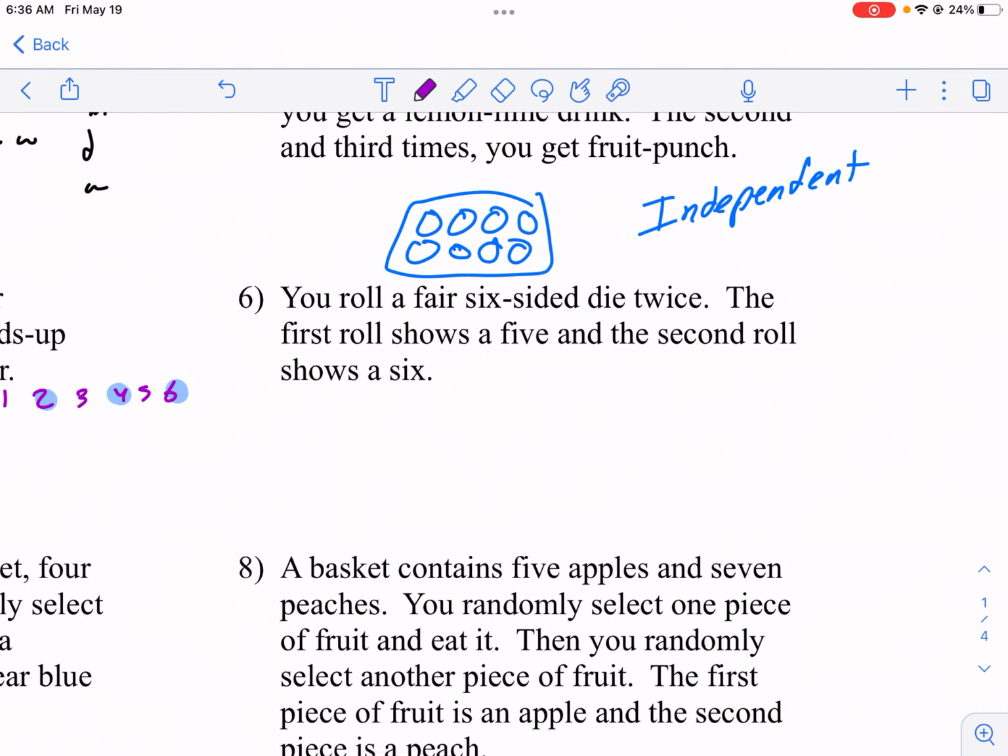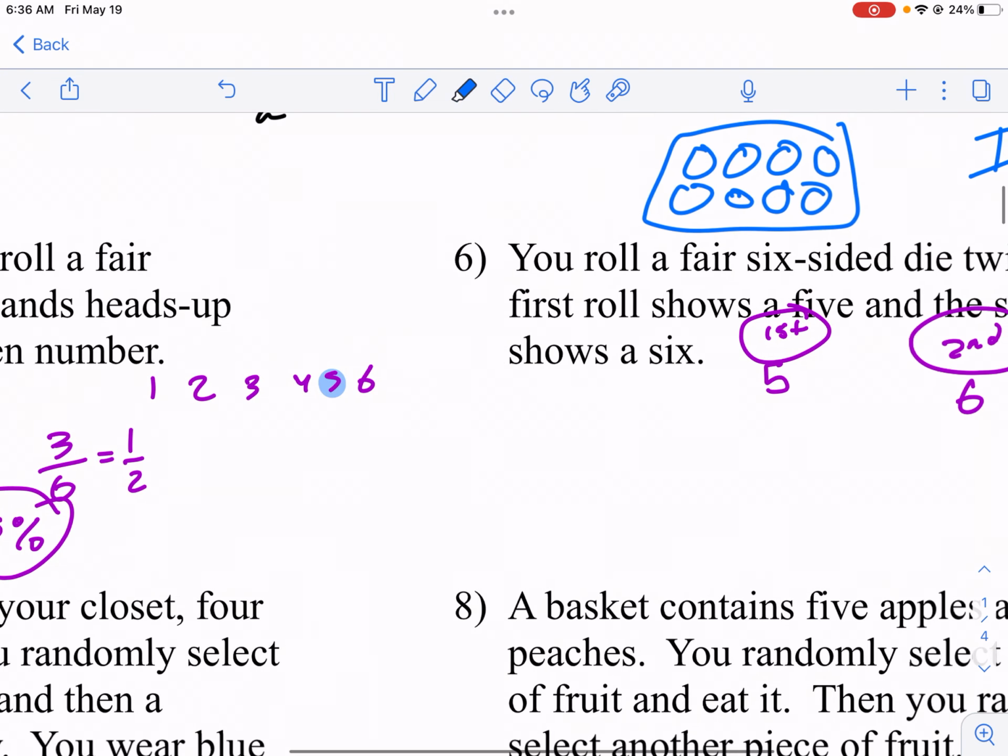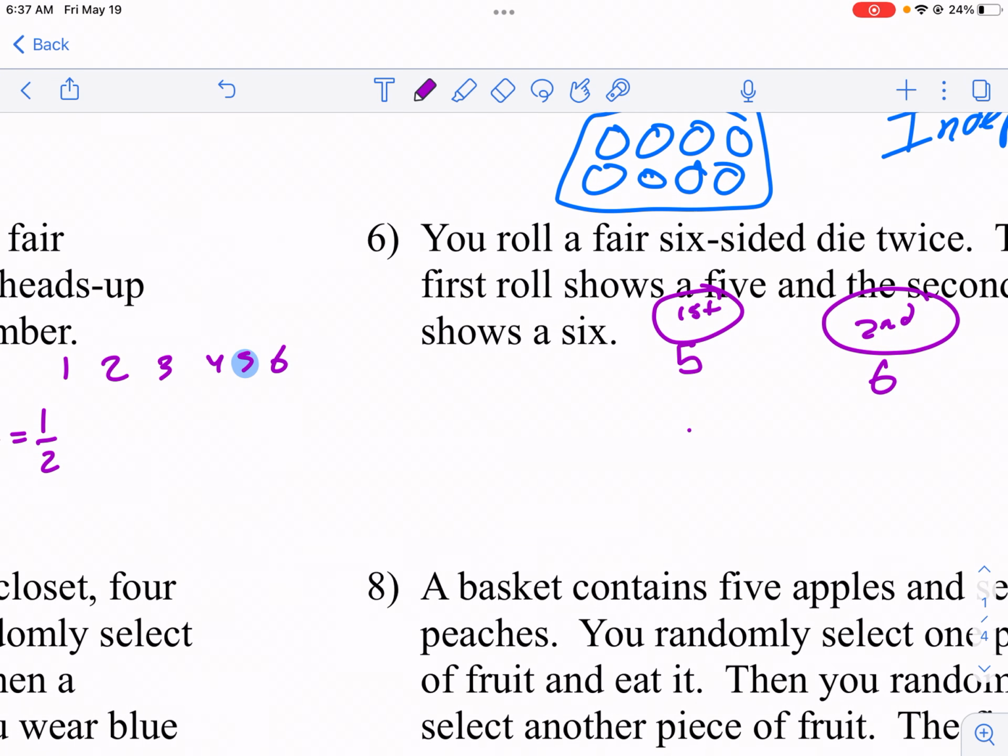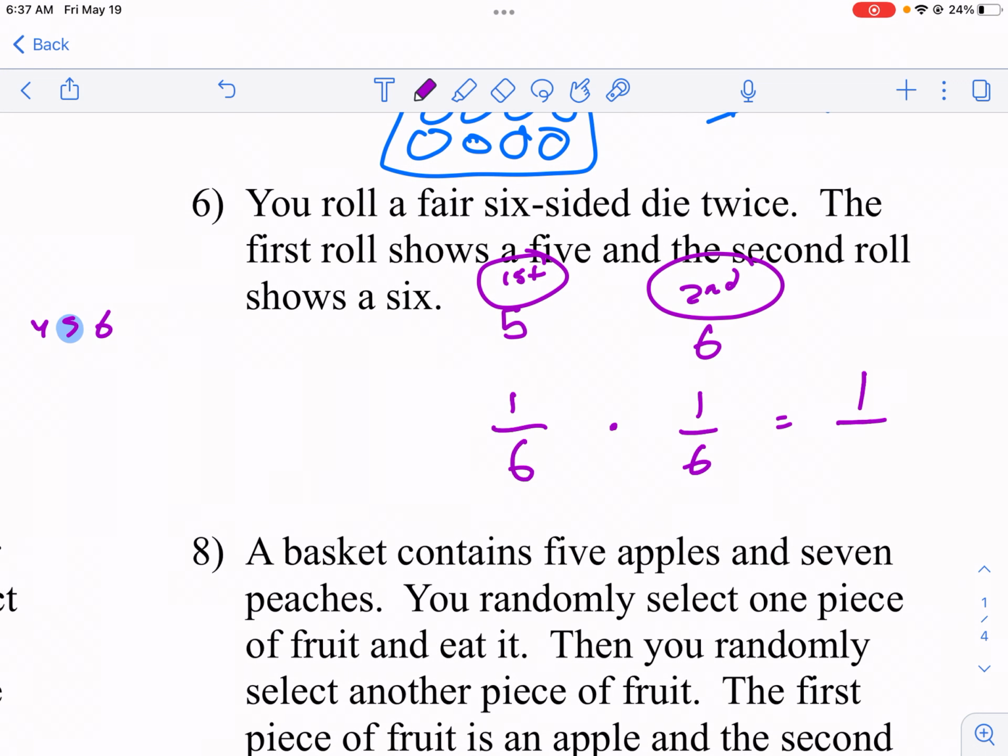You roll a fair 6-sided die twice, okay? The first roll shows a 5, and the second roll shows a 6. So, probability that the first one is a 5, there's 6 numbers, as we showed here. If we have only one of those that we're looking for, the probability is 1 out of 6. And it's the same thing with the second one. It's 1 out of 6. So what we do is we multiply those 2 probabilities together, and we get 1 out of 36. That's the probability that we get.